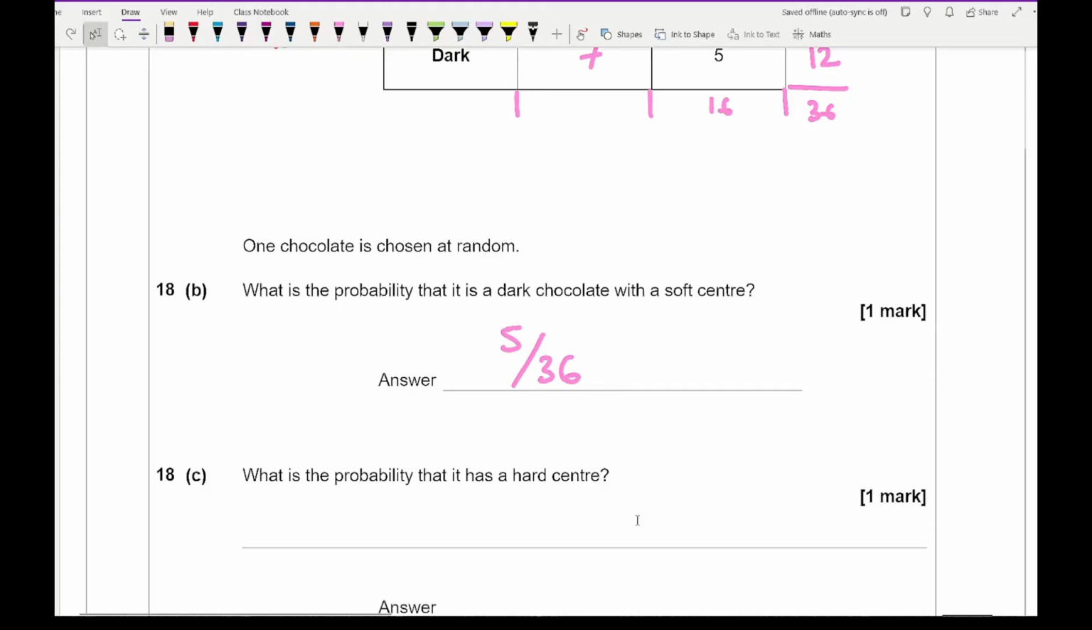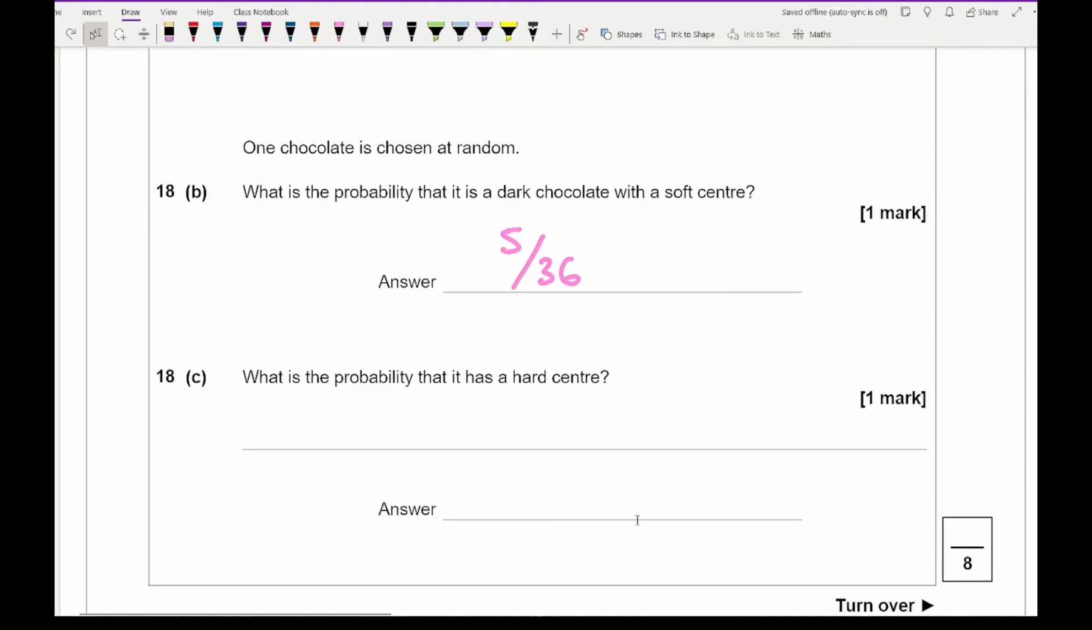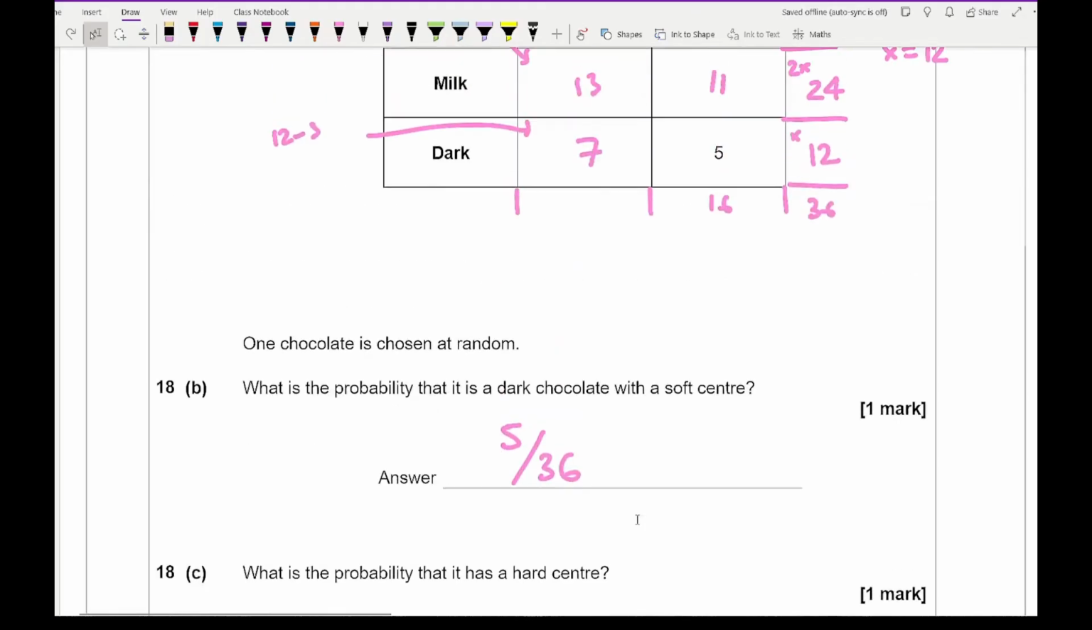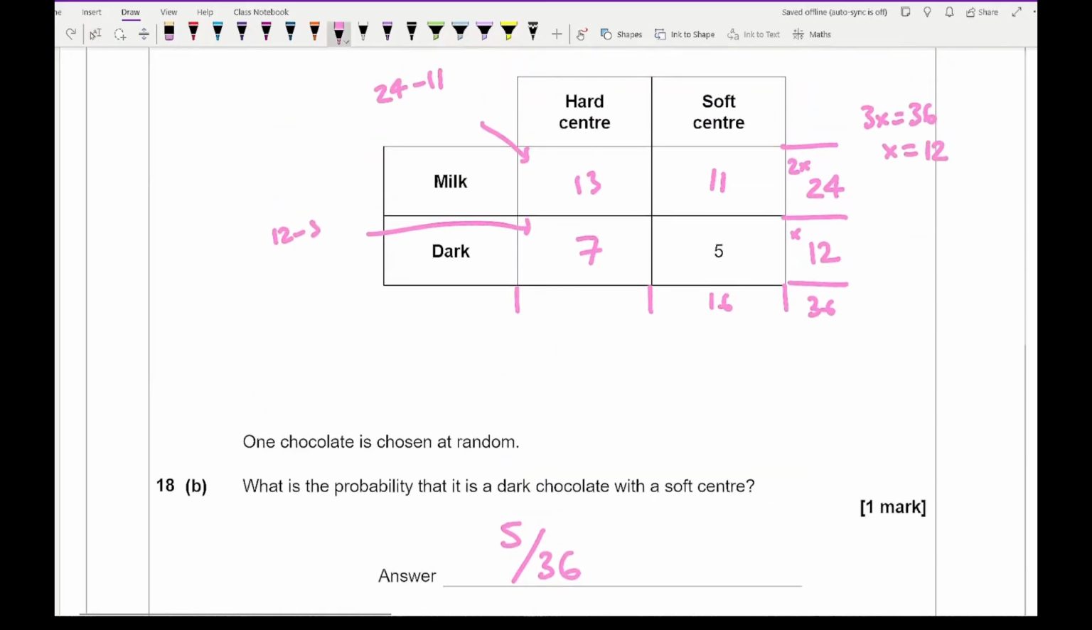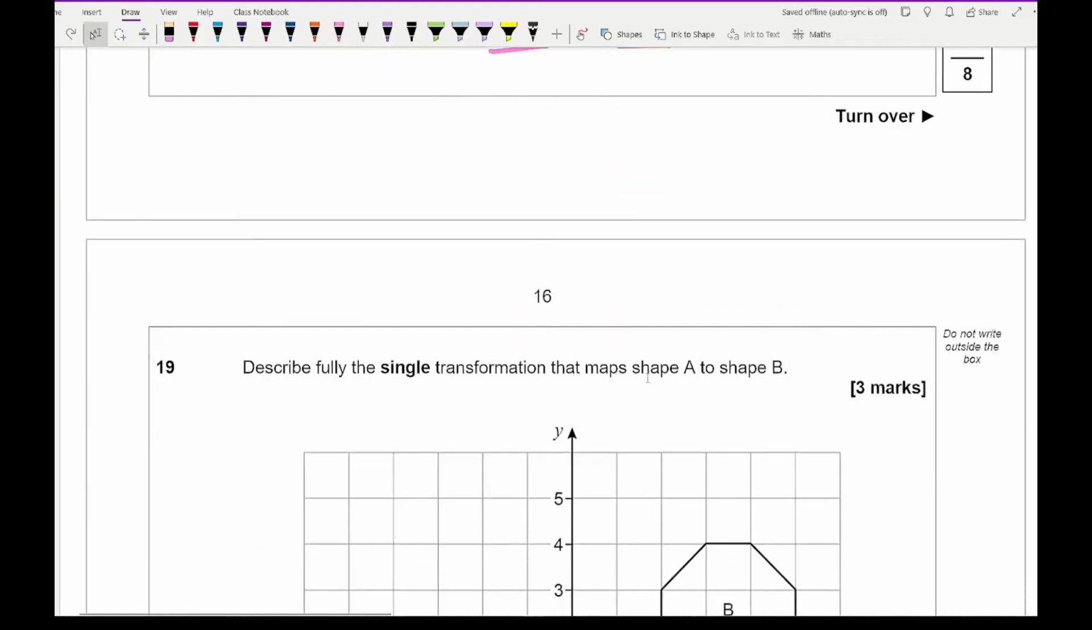Moving on to question 18C, it says what is the probability that it has a hard centre? Well, for the fact that it's got a hard centre, let's just add those two numbers up, in which we get 20. So it's going to be 20 over 36. Now we can simplify 20 over 36 because we can divide both numbers by 4, in which we get an answer of 5 over 9. So any of those two answers would be absolutely fine.